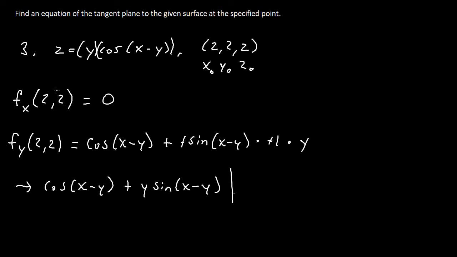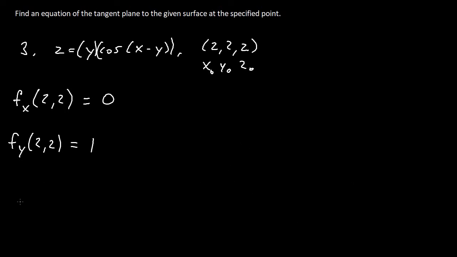So if you evaluate it at x naught, y naught, so 2, 2, we'll get cosine of 2 minus 2, so cosine of 0, plus 2 times sine of 0. Sine of 0 is 0, so that will cancel. Cosine of 0 is 1, so we're left with 1.